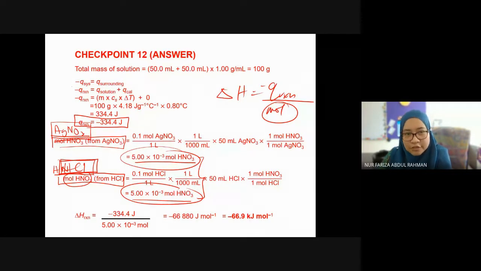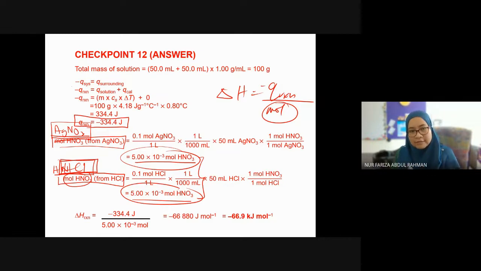Bila dia produce a mole of product yang sama, maksudnya tidak ada limiting reactant di sini. There's no limiting reactant because both of them will be completely used up at the end of the reaction. Nampak tak? Limiting reactant case, bila limiting reactant akan habis dulu, then we have an excess reactant there. Okay, so that is limiting reactant.